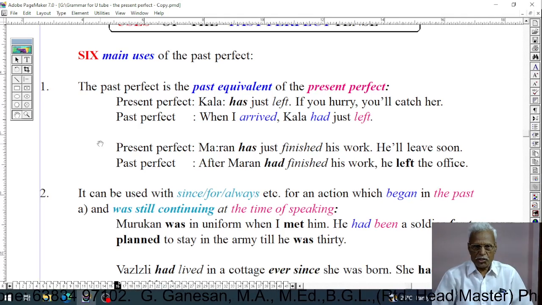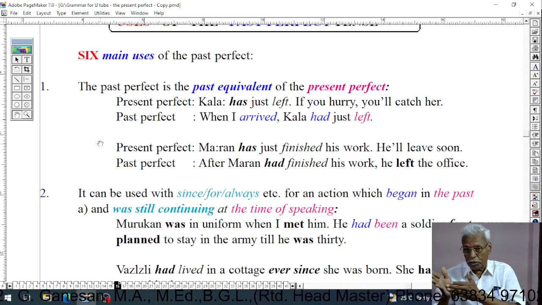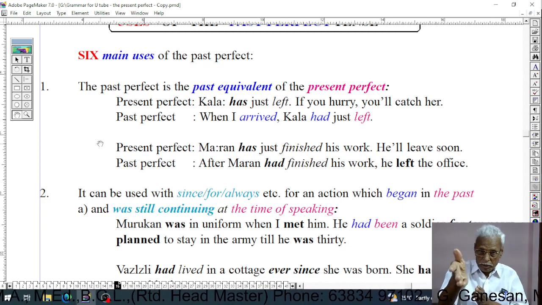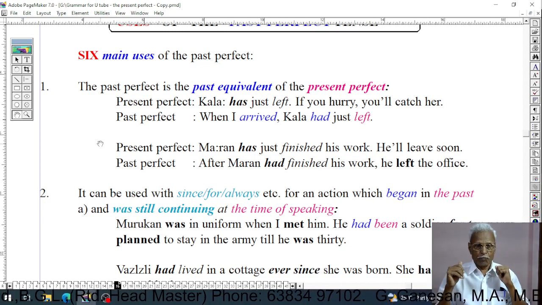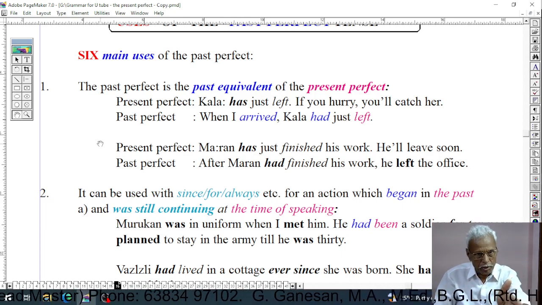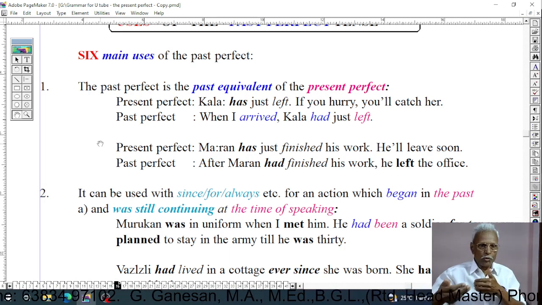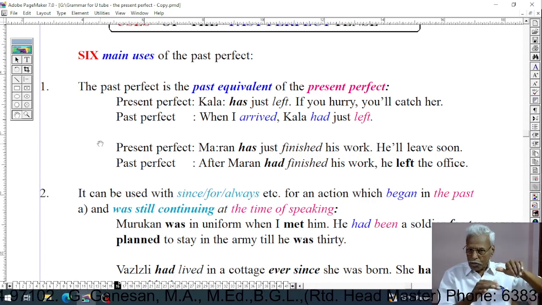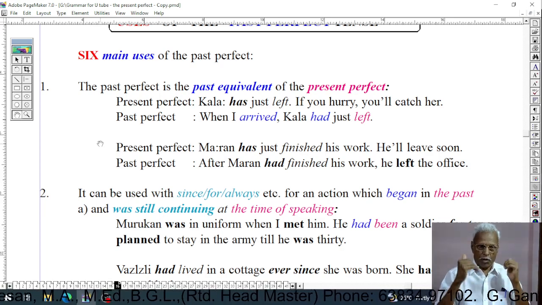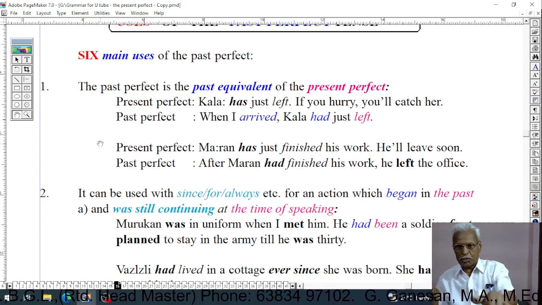The past perfect is the past equivalent of the present perfect. As we use present perfect with simple present, here past perfect is used with its equivalent, the simple past. That is why it is said the past perfect is the past equivalent of the present perfect.